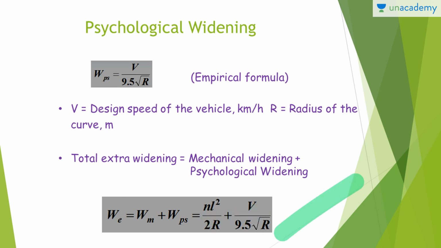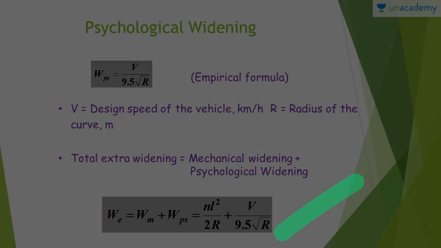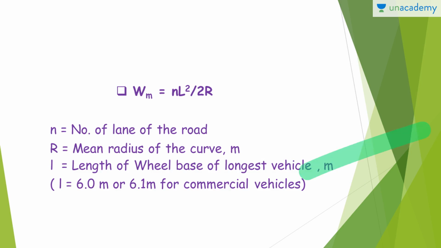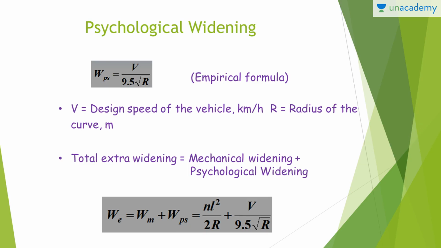So what are the variables in this? N, that is the number of lanes. L, that is the length of the wheelbase of the longest vehicle. The design speed V, and also R, that is the radius of the curve, that is the mean radius. So these are the unknowns that we need to set, and upon that we can find out the total extra widening that needs to be provided so as to maintain safety and provide comfort level to the drivers.